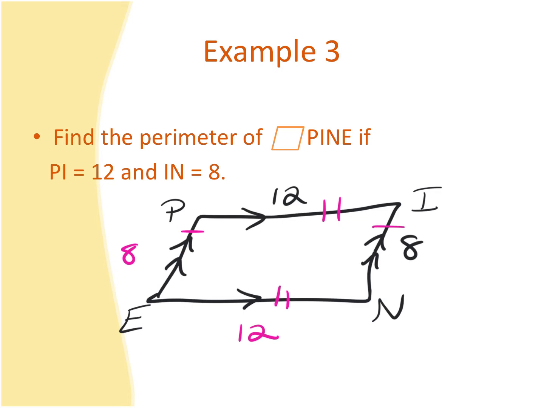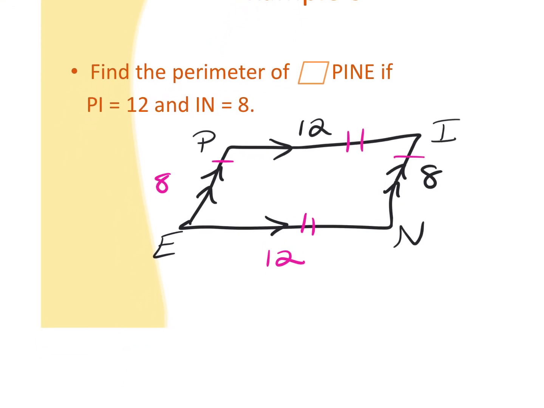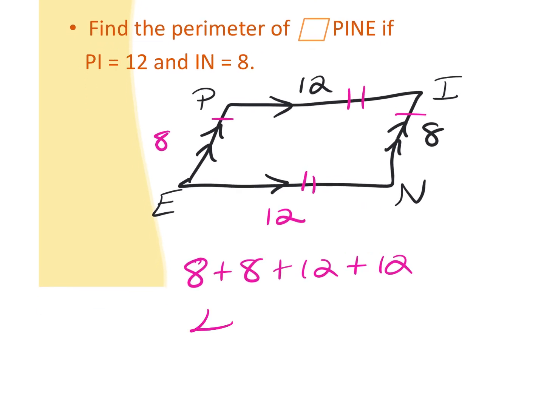So now that I've filled in all of my sides, now I can go back and find the perimeter, which just means to add up all the sides. So I can add 8, 8, 12, and 12. Doesn't matter however you want to order them. And this will give me 40. So the perimeter, because there were no units on it, you could just say it's 40 units.